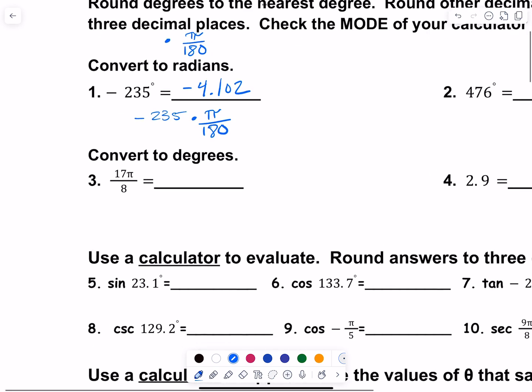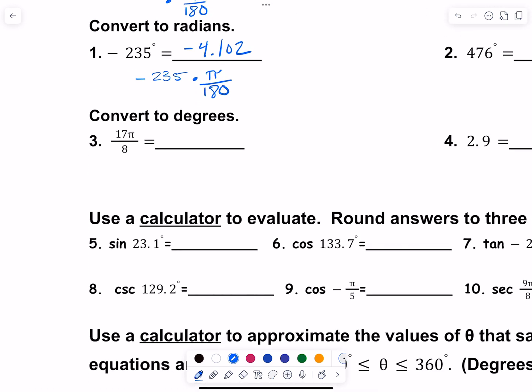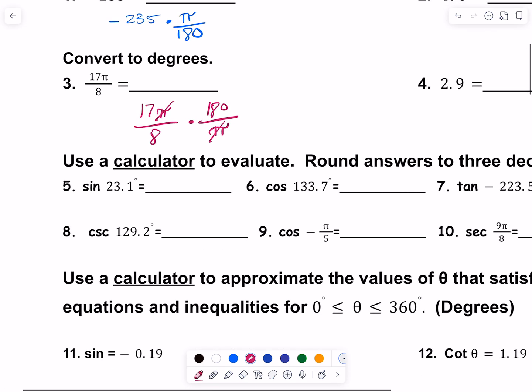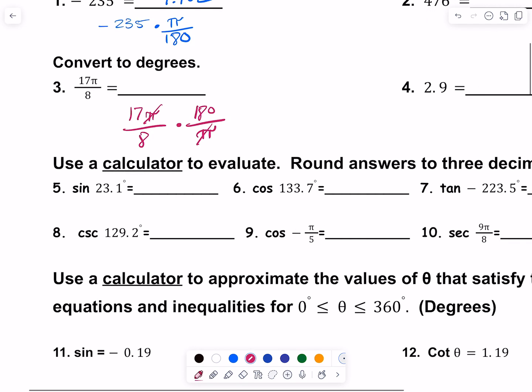I will leave number 2 for you to practice. You can check to see if you're doing those right. When you convert into degrees, you go the other way around. So if you're going to take 17 pi over 8 times, you're going to put 180 on top, but you're going to put pi on the bottom. Here technically the pi's will cancel. On this problem the pi's don't cancel, so you just multiply it by that right there.